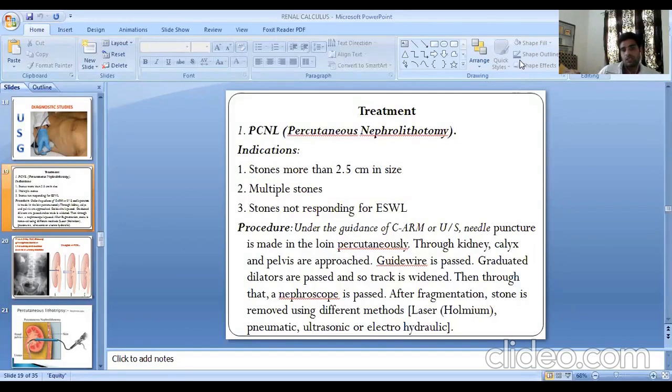Procedure: under the guidance of C-arm or ultrasonography, needle puncture is made in the loin percutaneously to the kidney; calyx and pelvis are approached. Guide wire is passed, graduated dilators are passed, and the short track is widened. Then through that a nephroscope is passed. After fragmentation, stone is removed using different methods.